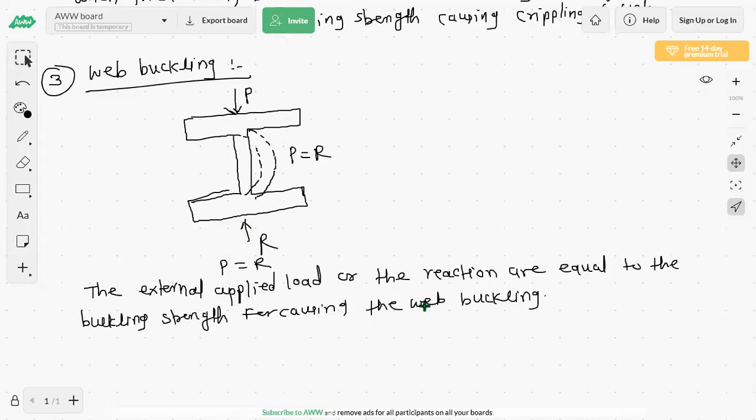And now if we calculate the strength for deflection, if we calculate the strength for crippling, and if we calculate the strength for buckling, then our beam will be the same.